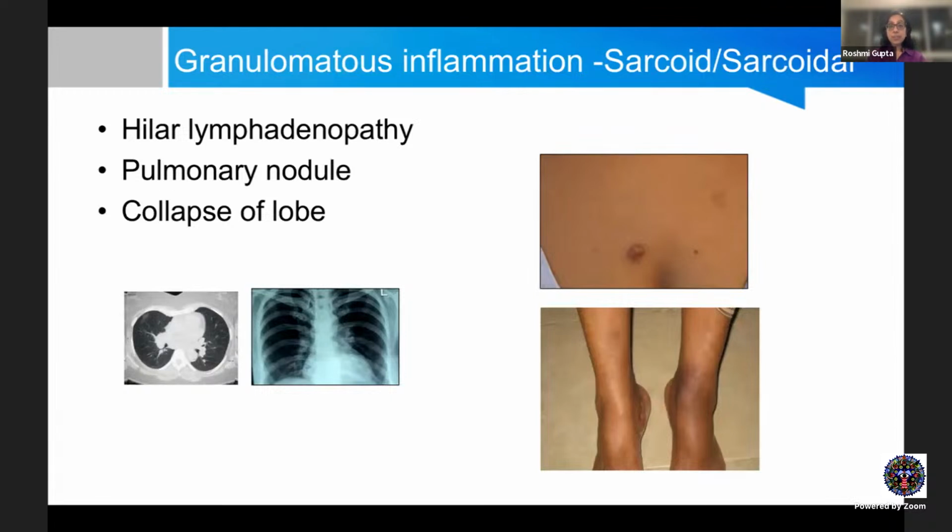The granulomatous inflammation of sarcoidal disease would need a chest imaging. This one here, the chest X-ray is actually showing up the hilar lymphadenopathy, but a better choice is a contrast-enhanced CT scan of the thorax. There may be hilar lymphadenopathy, there may be pulmonary nodule, there may be a collapse of a lobe. There can be multiple granulomas on the skin and other skin lesions, and there can be erythema nodosum.